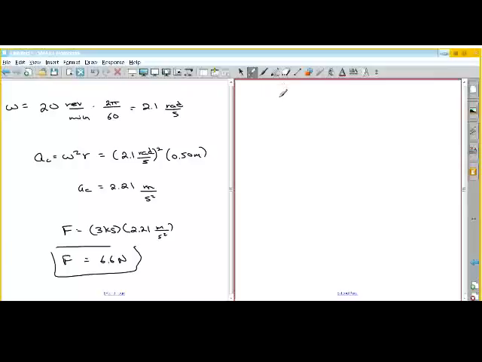Okay, so that was chapter 7 homework. In chapter 8, instead of having the sum of the forces equals mass times acceleration, we have the sum of the torques equals the moment of inertia times alpha.